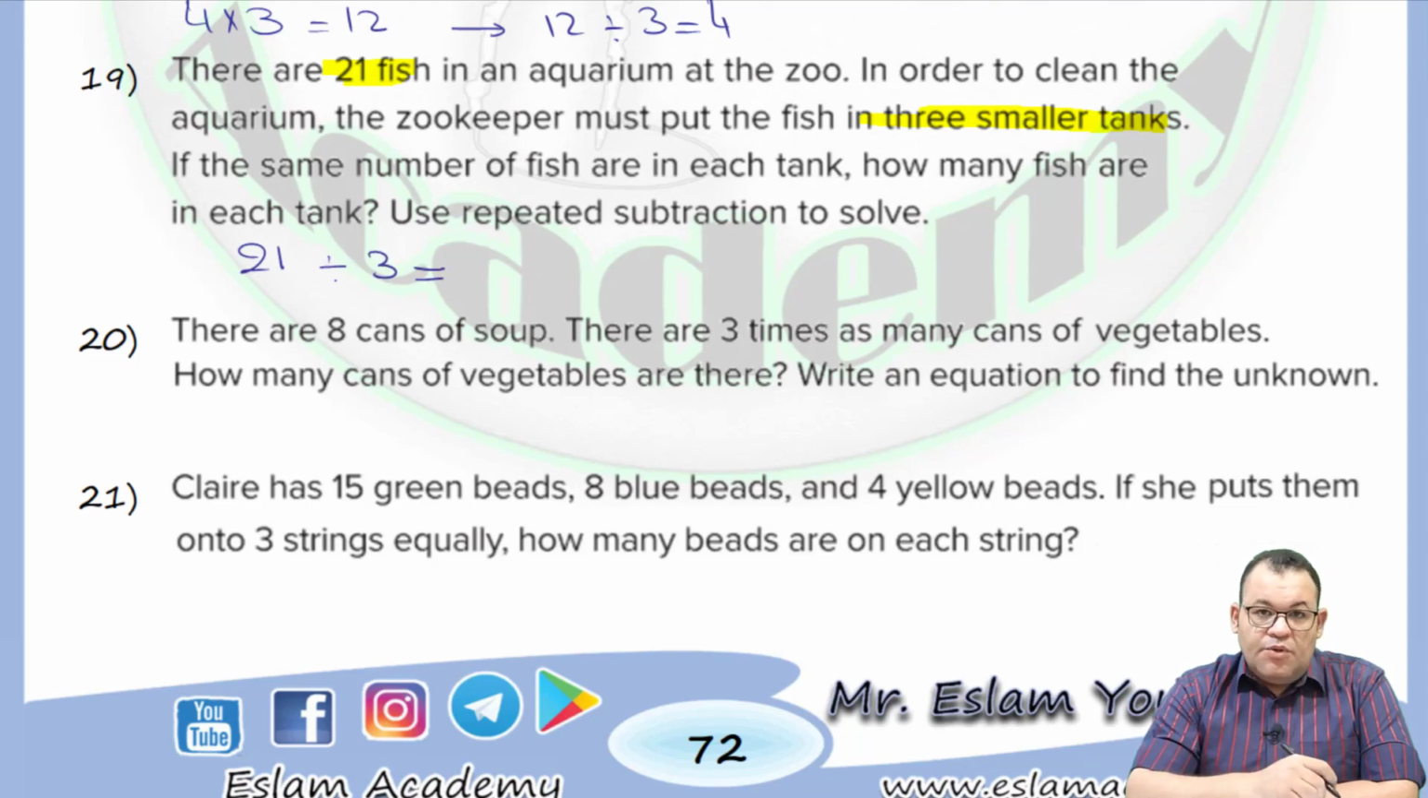So to find the division, I will ask myself, what is the number? If I multiply it by 3, the answer will be equal to 21. You will find that the answer will be equal to 7. It means we will put 7 fish in each tank.